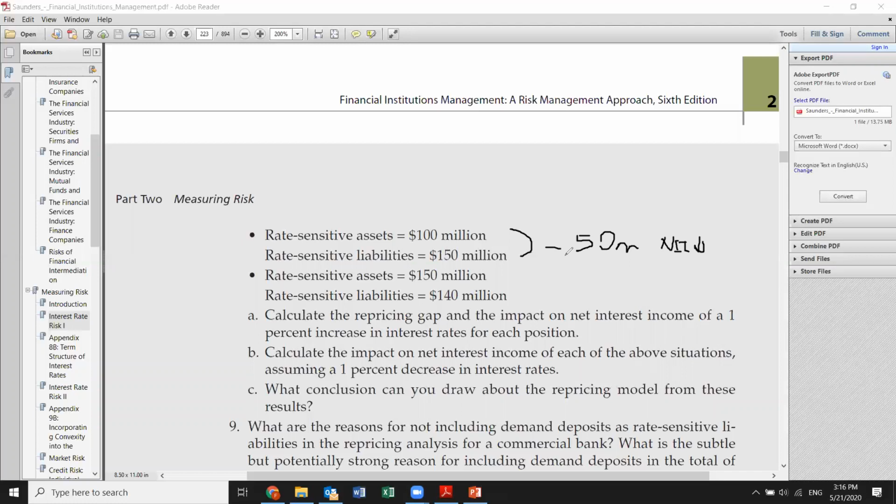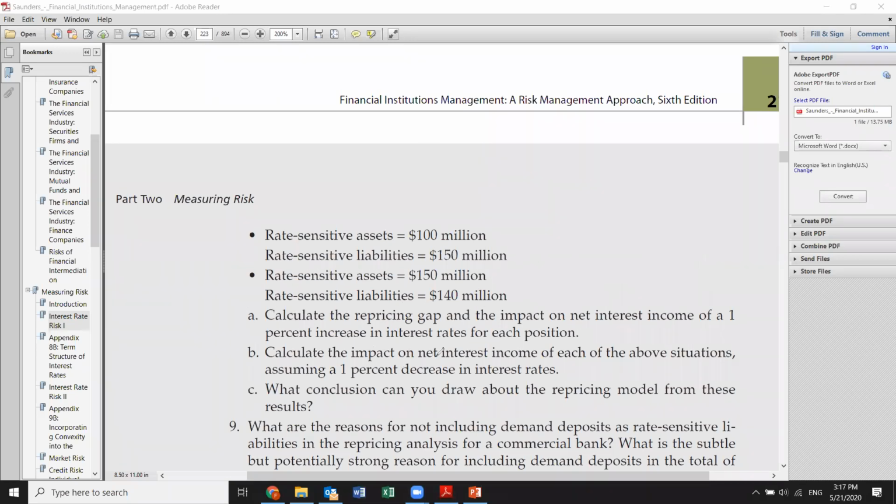So 50,000 times 0.01, it will be 5. Negative also. Minus 10 million. Oh, I'm sorry, it's positive. Plus 10 million. So our net change in net interest income will be up, positive. It will increase by 100,000. So this is the first part, calculating the A.